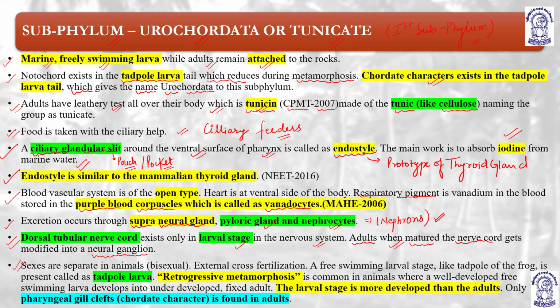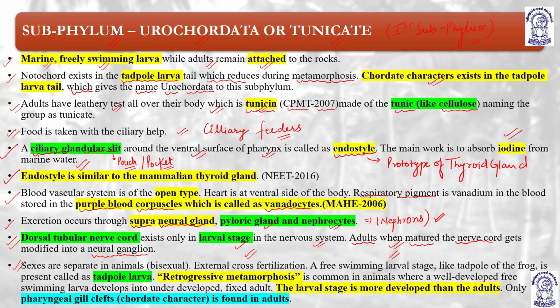Sexes are separate, obviously. There will be cross fertilization, external fertilization. The external cross fertilization means the fertilization will be external and it will be cross because they are bisexual, right? There is a free swimming larval stage known as tadpole larva, and this tadpole larva is a remarkable feature of retrogressive metamorphosis.